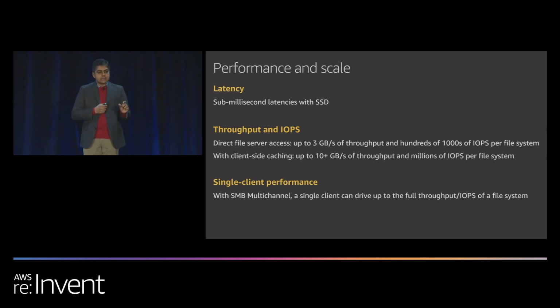And then this number that I talked about, the up to 3 gigabytes per second and up to hundreds of thousands of IOPS, applies when your application is performing what is called direct I/O, meaning that it needs to go to the file server directly and perform the read or the write operation. But a lot of applications are actually capable of taking advantage of client-side caching. In fact, by default, most Windows applications are capable of taking advantage of that.